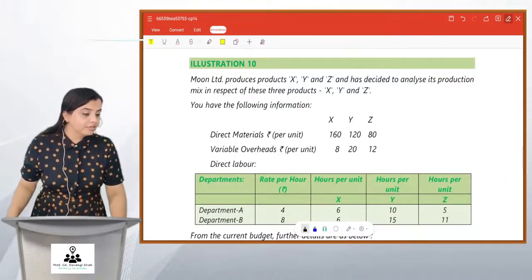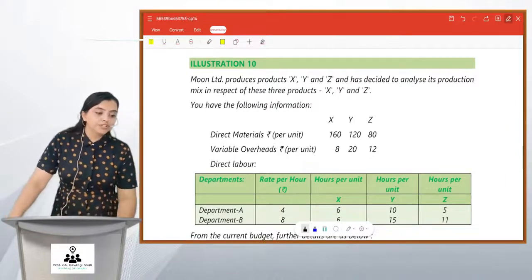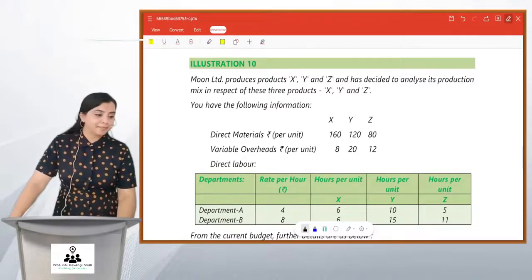Akshara, Shri Charan, Vivek, motivational stuff, by the way, what is your name? If you are there in the session.